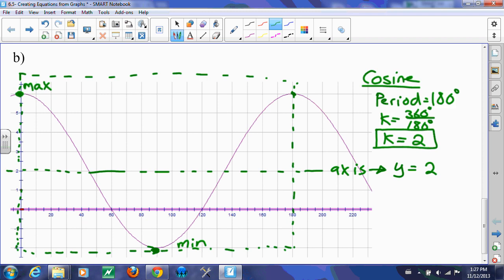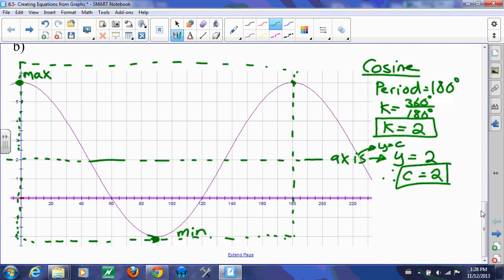What letter represents the axis when we do our transformations? You learned that last class. So therefore, c equals 2. Just remember, by definition of the equation of the axis, it's y equals c, which is your max plus your min divided by 2. It's how much you've shifted the whole wave either up or down. It's your vertical translation. So far we've got k. So far we've got c.